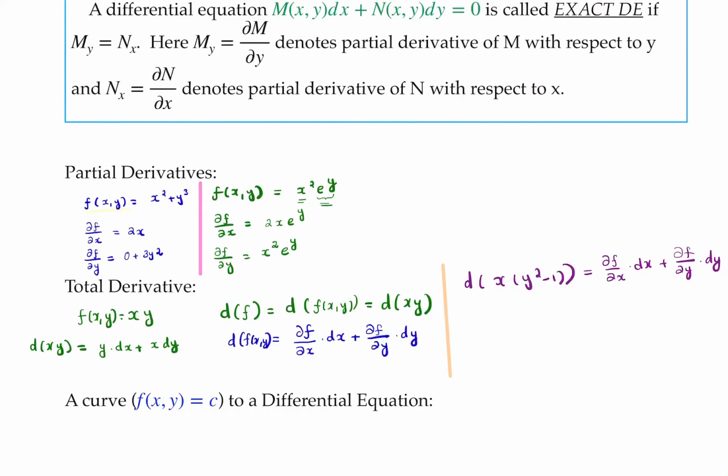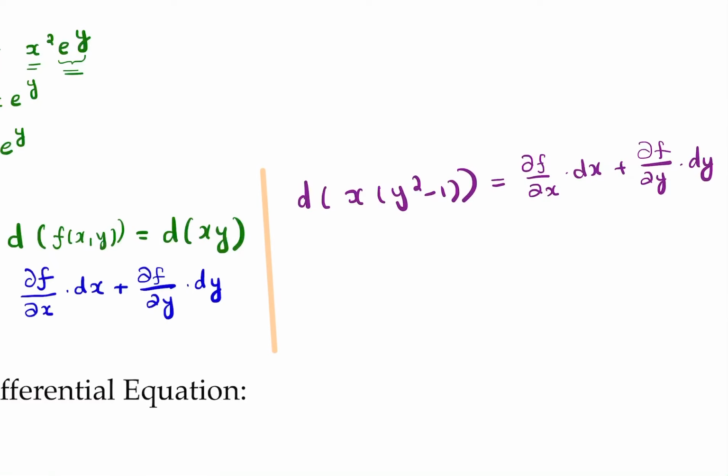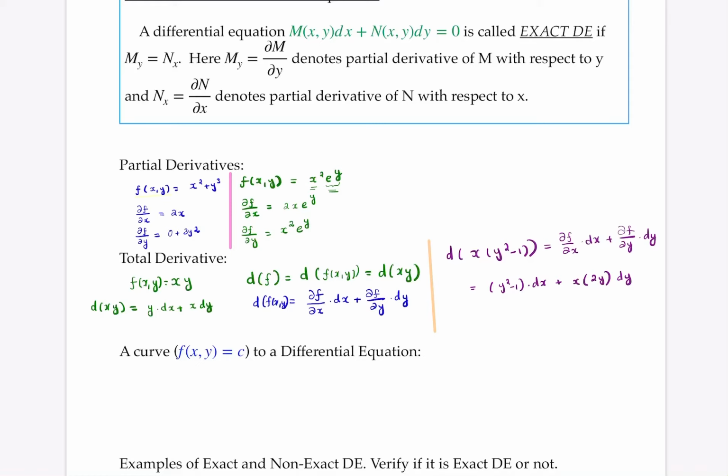Now, if I apply this, what I'm going to have is the following. The partial of this with respect to x would be simply y squared minus 1 times dx, and the partial of this with respect to y would be x times 2y, so 2xy times dy. And this is called the total derivative, and this is very, very useful for what we are going to do.